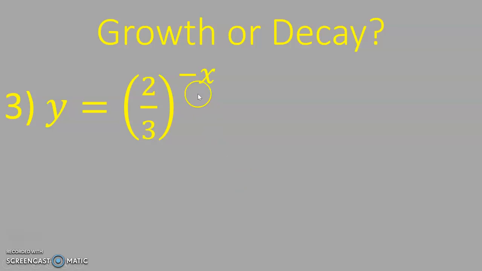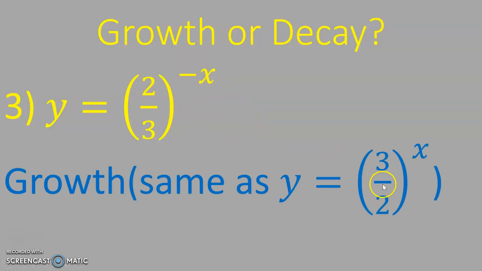Okay, on this third example, we do have to take care of this negative exponent before we can declare. So if you remember your exponent rules, a negative exponent is simply going to flip it upside down to 3/2. And though a fraction, 3/2 is bigger than 1, so this is a growth. So at first it looks like a decay, but again, make sure that negative has been resolved before making the declaration of growth or decay.